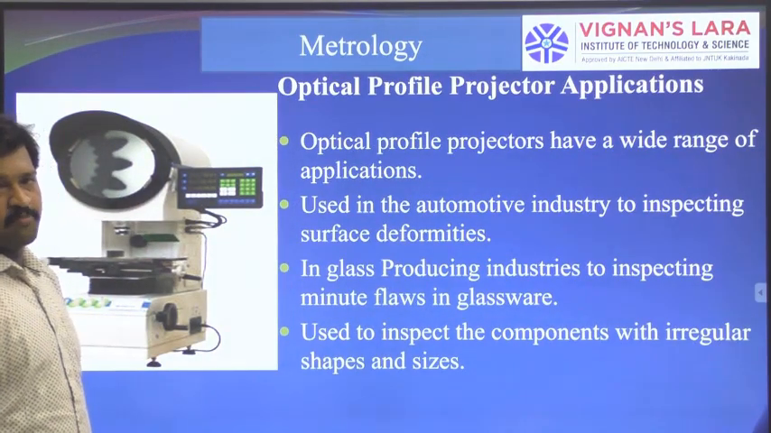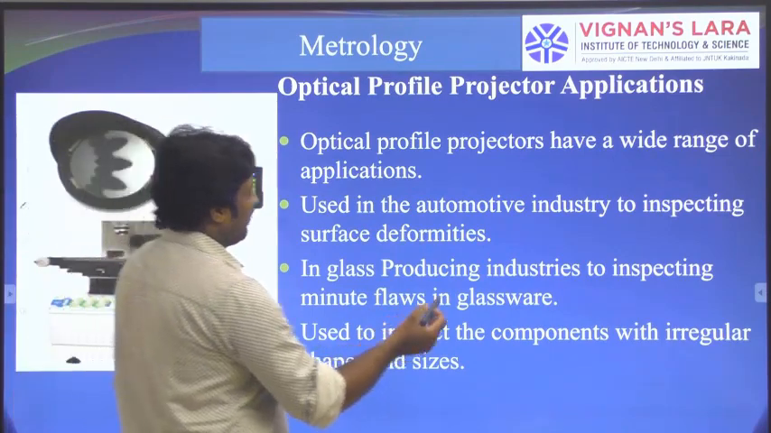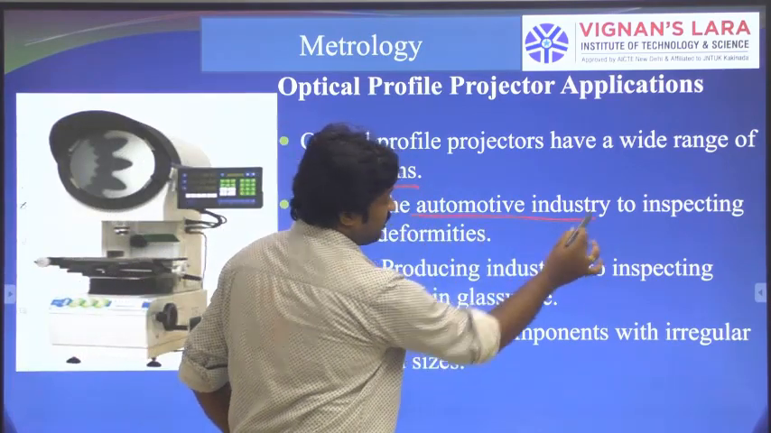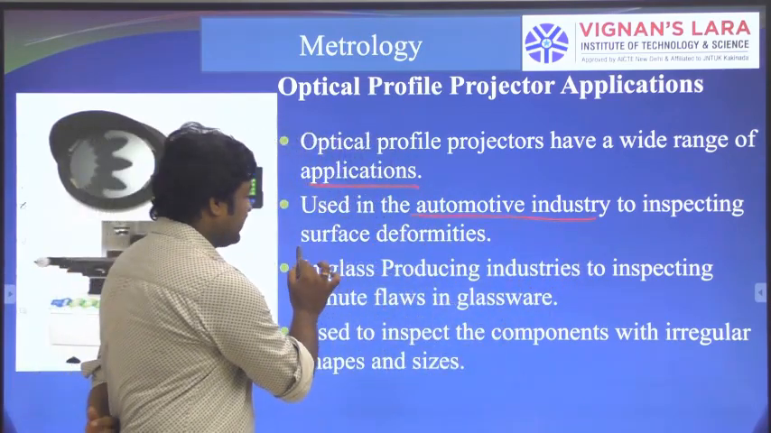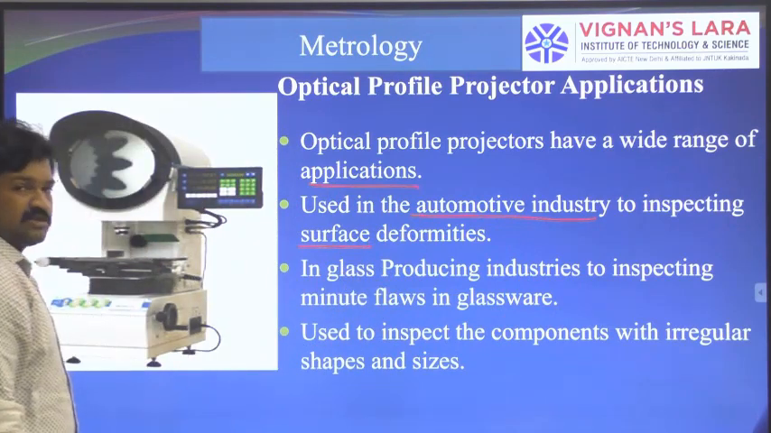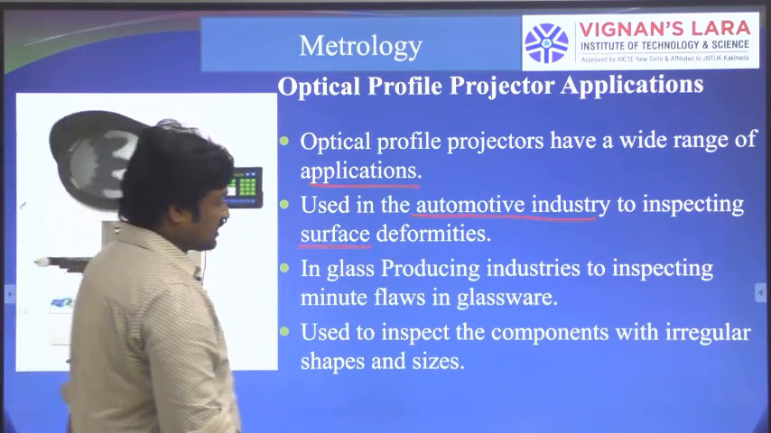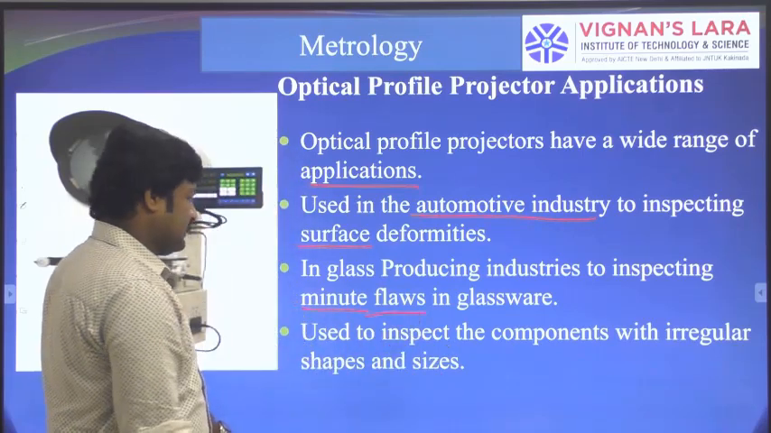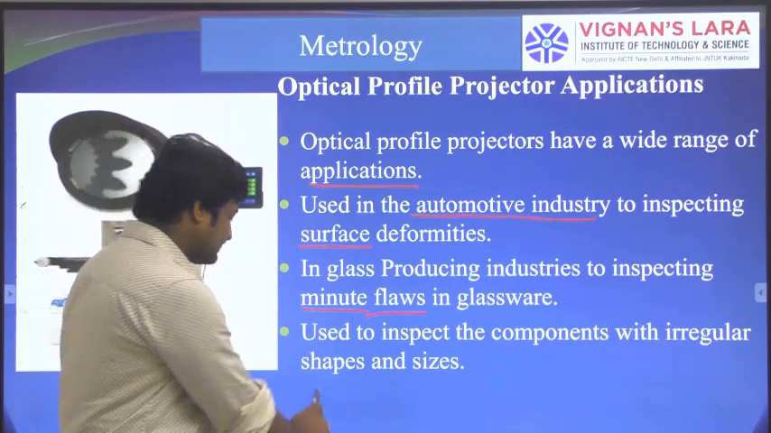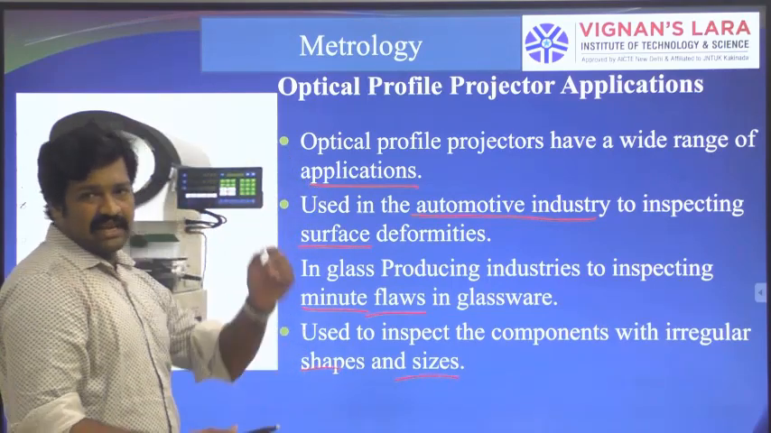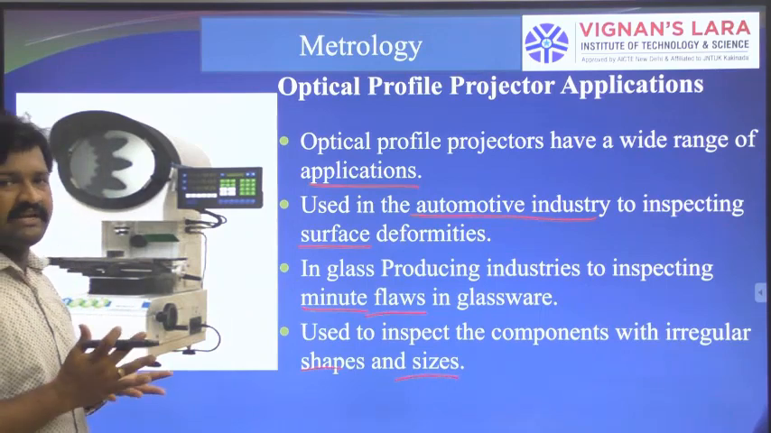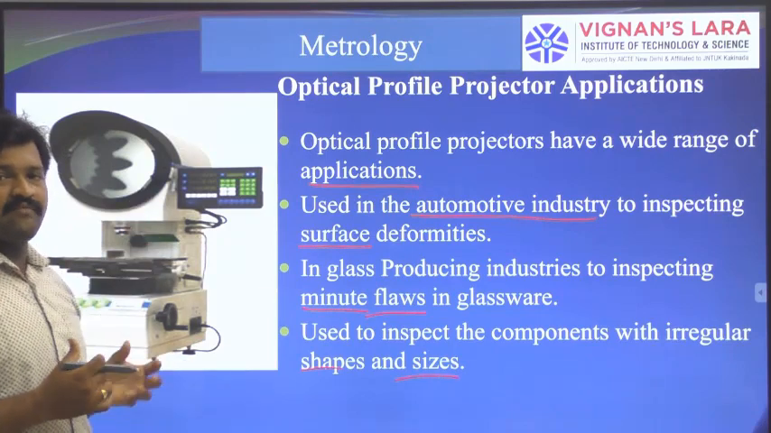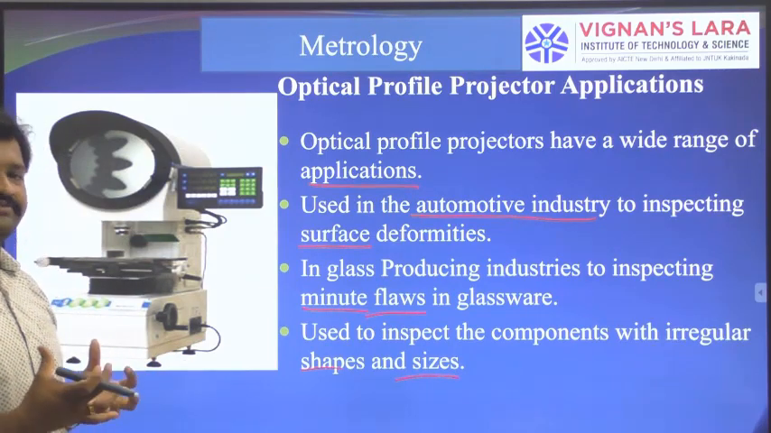Next, applications of profile projectors. Profile projectors have a wide range of applications. These are used in the automotive industry to inspect surface deformities. Next, in glass production industries to inspect minute flaws in glassware. Next, it is used for inspecting components with irregular shapes and sizes. If it is a regular size, by means of a micrometer we can easily identify the dimension. Whereas if it is an irregular component, these optical projectors make it very easy to identify those dimensions as well as profiles.